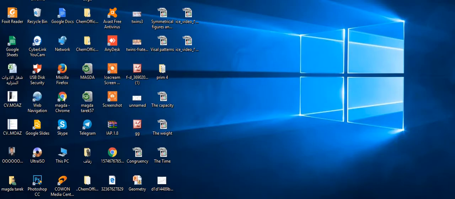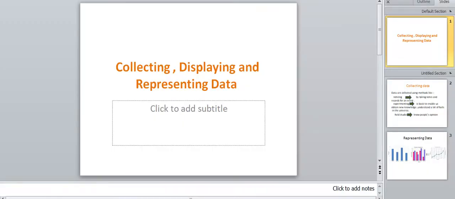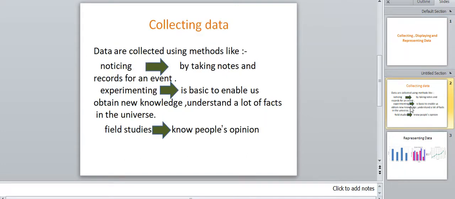We took an entrance to this topic last year, but let's make a quick revision on what collecting data means. Collecting data is to understand what is going on and take the correct decisions. To collect data, we use three methods. The first one is noticing. Noticing is by taking notes and records for an event.